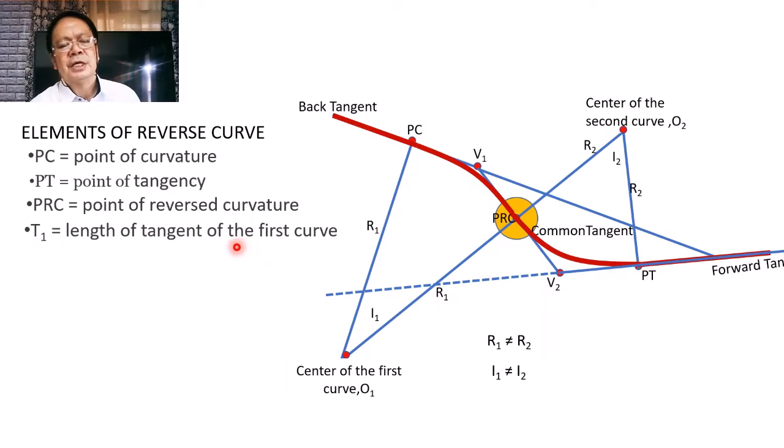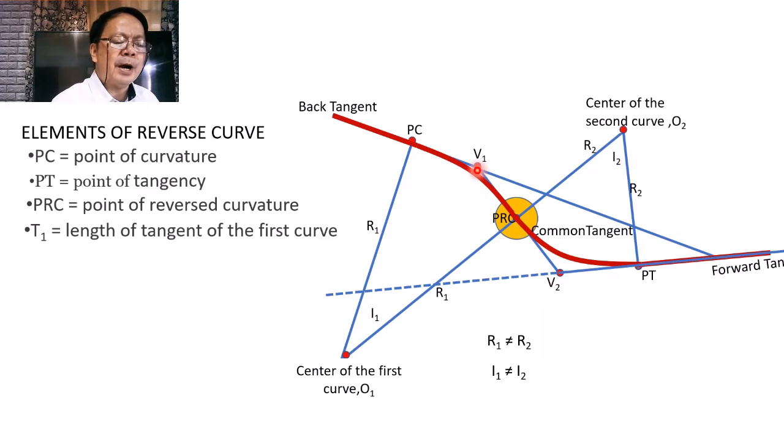So the next element is we have here the tangent distance of the first curve. The tangent distance of the first curve is the distance from the point of intersection of the back and the common tangent to the point of the curvature. And in our illustration, this is our T sub 1 representing this distance.